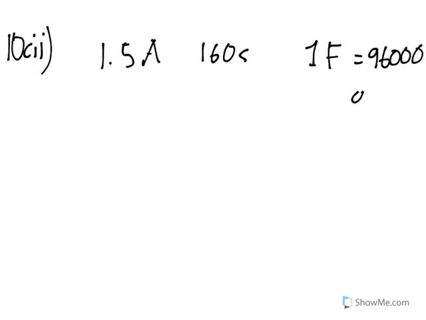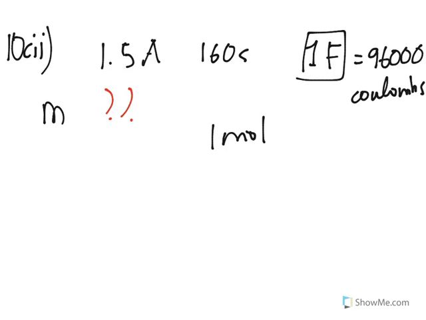So question 10c2 says that a sample of nickel nitrate solution was electrolyzed using a current of 1.5 amps for 160 seconds. And they say that 1 Faraday, which we'll call F, is equal to 96,000 coulombs. And what you have to do is calculate the mass of nickel formed. Alright, so before we start this question, let me just explain what 1 Faraday is. And 1 Faraday is actually equal to 1 mole of electrons.